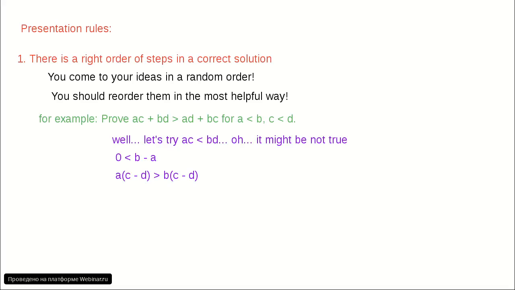And here we see that A minus B is the same as here, and we know that it should be less than 0 because the opposite number is greater than 0. So we ask ourselves, is C minus D less than 0? And here we say yes, because C is less than D.